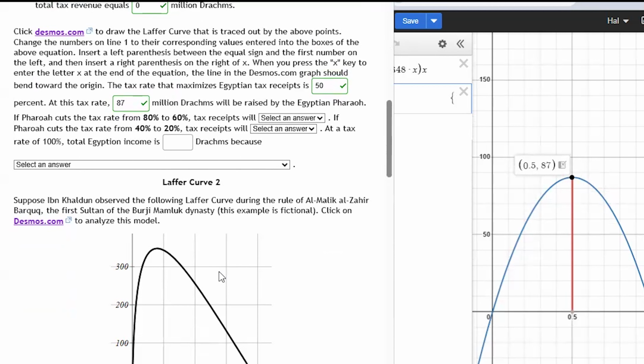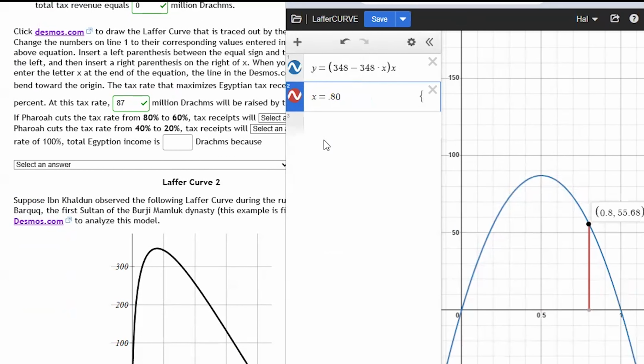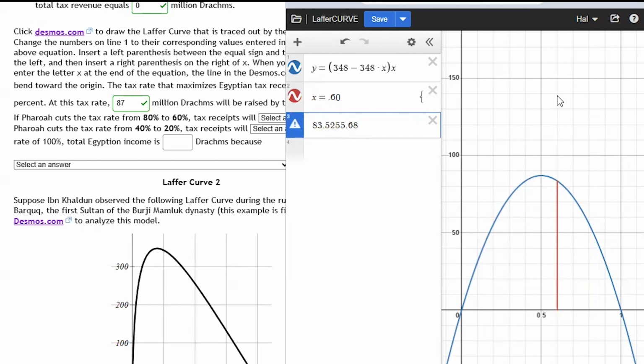If pharaoh cuts the tax rate from 80% to 60%, what will happen? So if we're at 80%, tax revenues are 55.68. If we lower it from 80% to 60%, tax revenues are higher, 83.52. So this difference is how much tax receipts increase by.